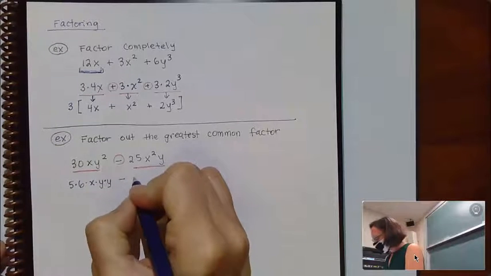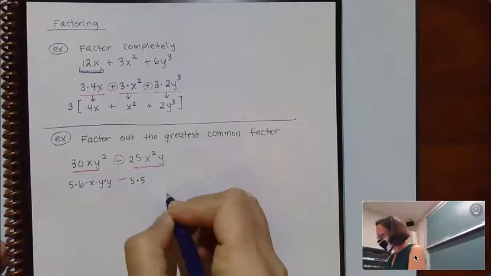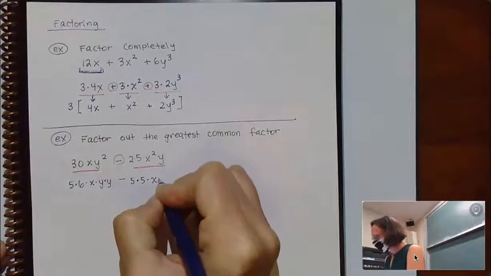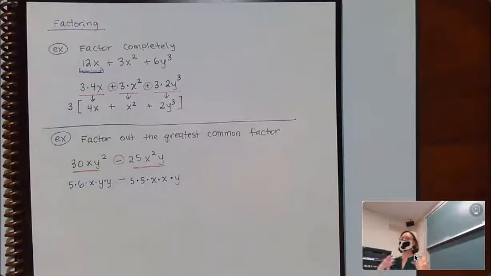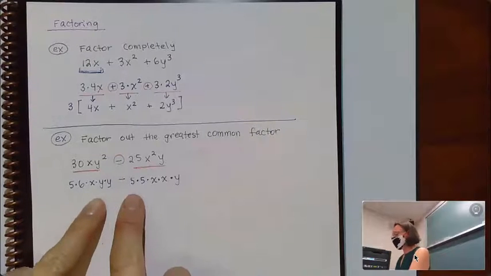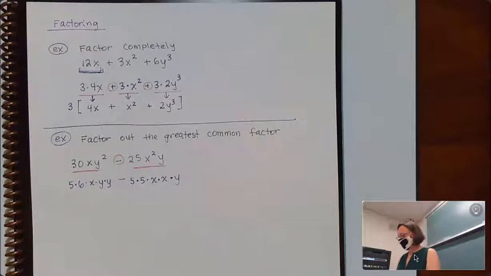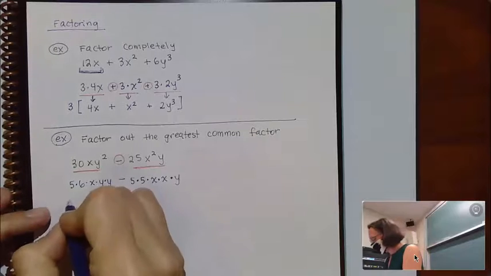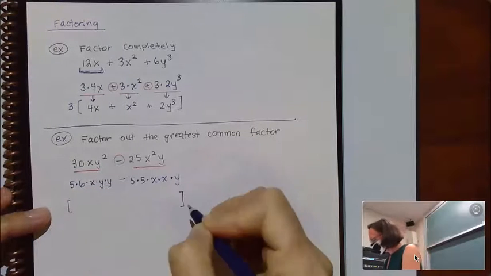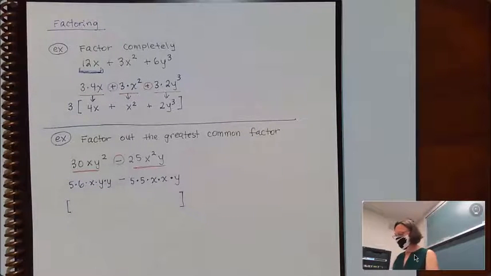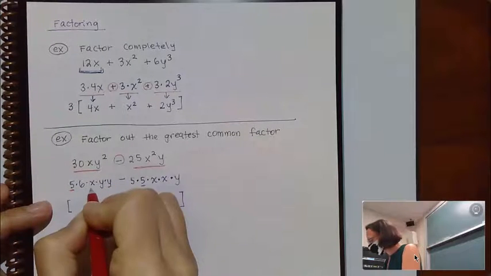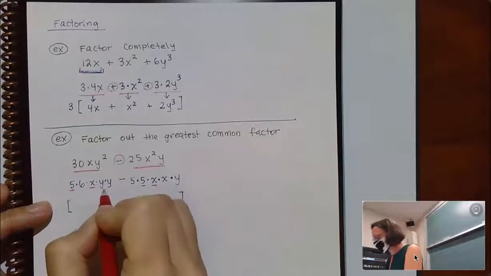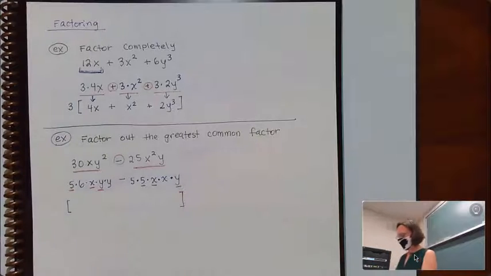Over here, that 25, I'm going to have 5 times 5. My x squared would be an x times a y. So I'm kind of dissecting that normally in my head. I'm thinking about how I can rewrite that as smaller multiplication parts so that I can identify what they both have. So they both have a 5, and they both have one x, and they both have one y.